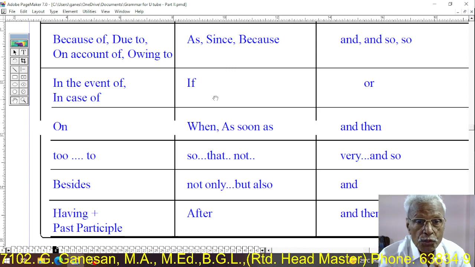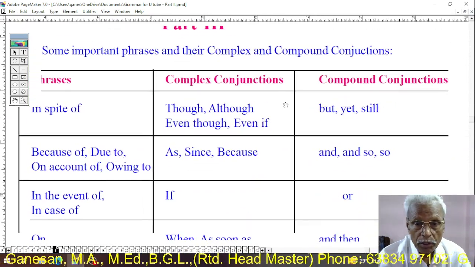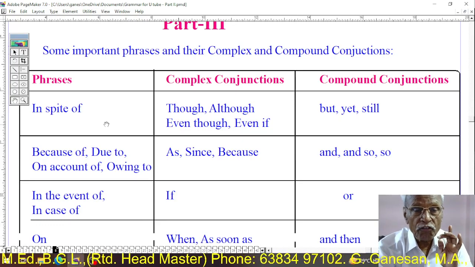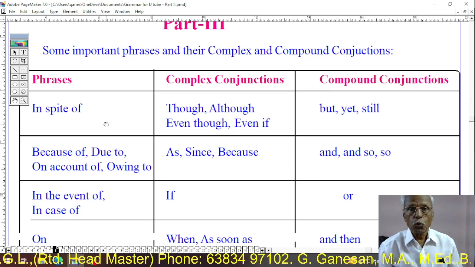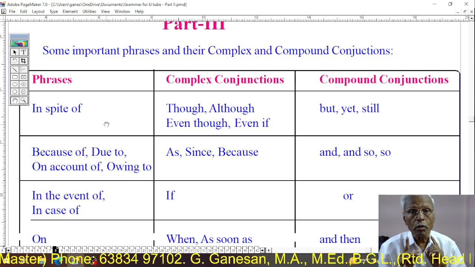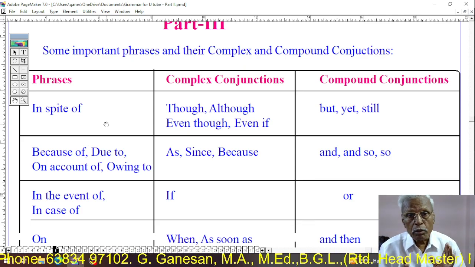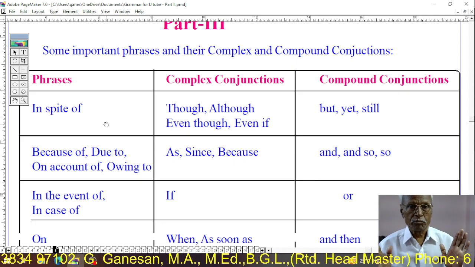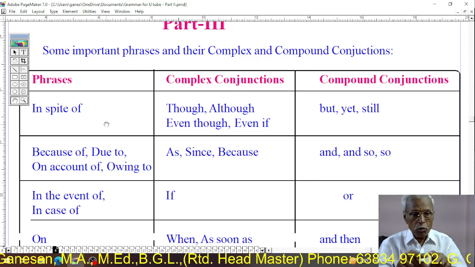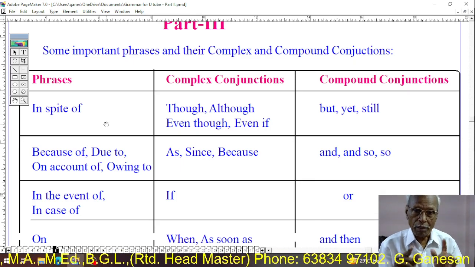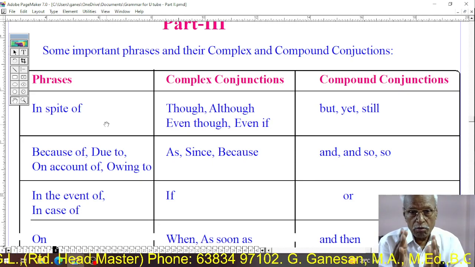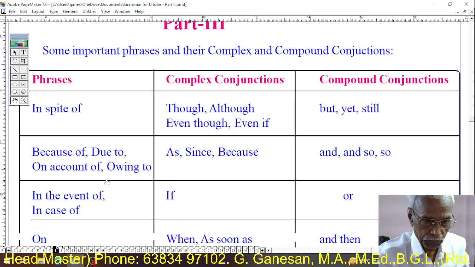So the complex and compound conjunctions of every phrase, we ought to know, we should know. Then only can we speak and write English. Then only can we convert a phrase into a clause and a clause into a phrase. So be careful in memorizing these things: phrase, complex conjunction and compound conjunctions.